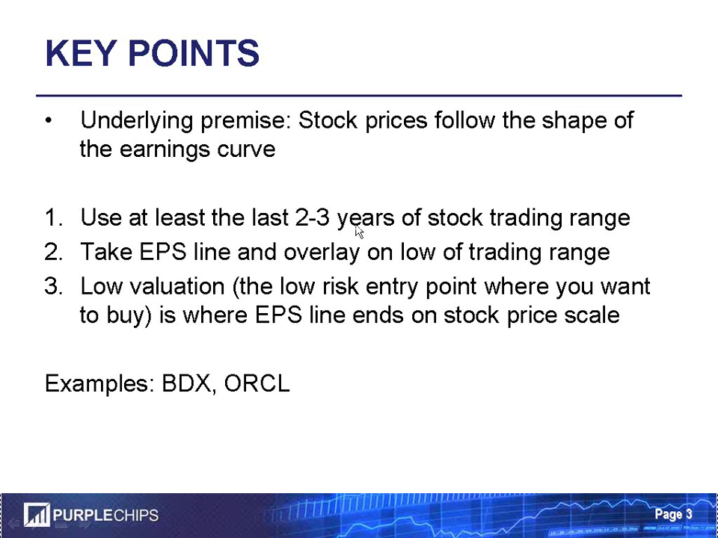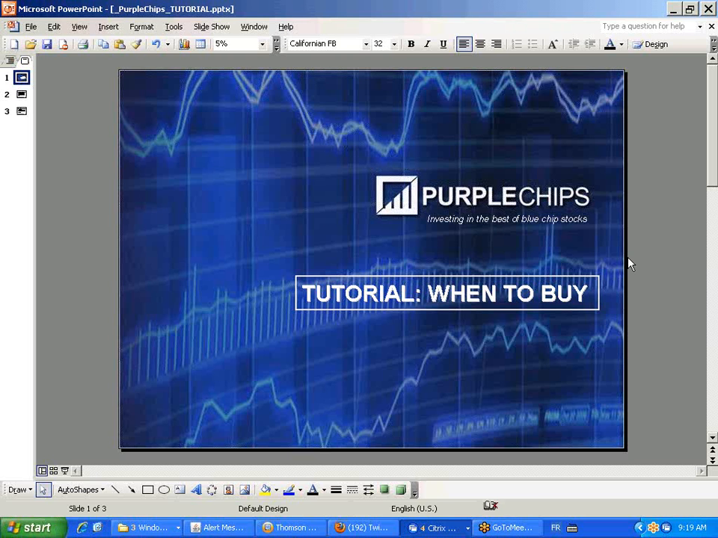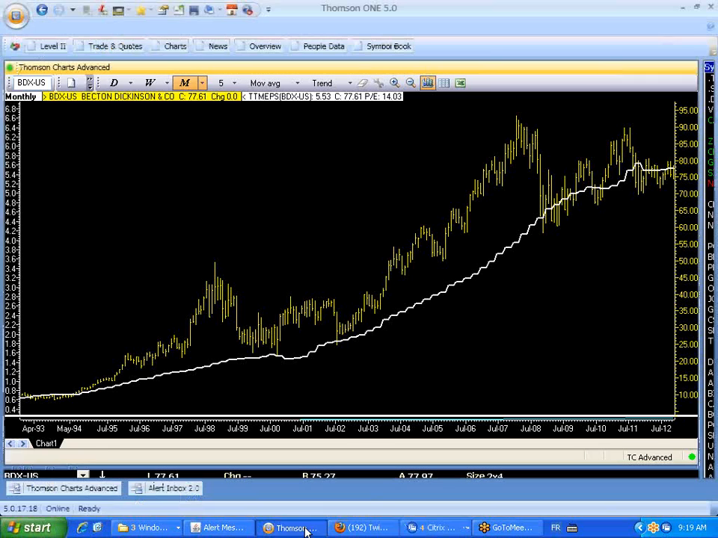Now let's go into an example I'm going to show you on our screen here. We're going to use Becton Dickinson, and then we're going to use Oracle. So here we have the actual chart of Becton Dickinson as we stand here. Today it's November 29, 2012. So Becton Dickinson is trading at 77.60. And the market's going to open in about 10 minutes. So that's where it closed on November 28th, actually.